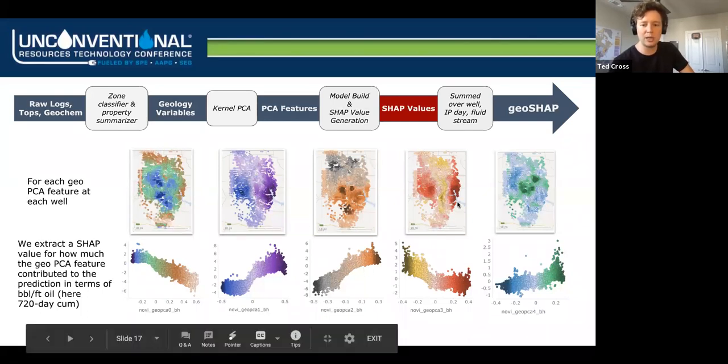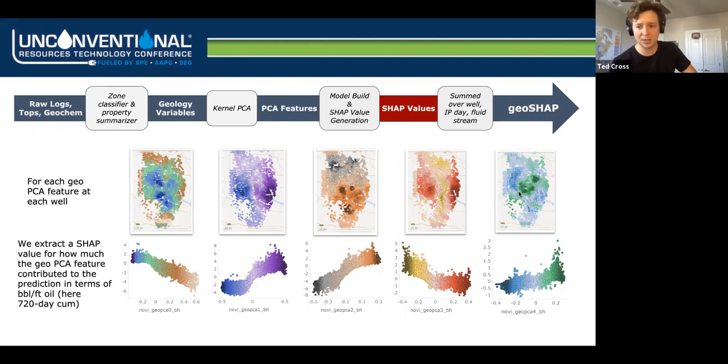GeoPCA 2 and 3, you can see it's picking up the Nesson anticline, saying there's good production there. Still not sure exactly what's going on with that one. And GeoPCA 4, those are some kind of hot spots. There is a hot spot right there in the basin for some reason that I don't fully understand, but GeoPCA 4 is able to pick up on that. So that's kind of neat.